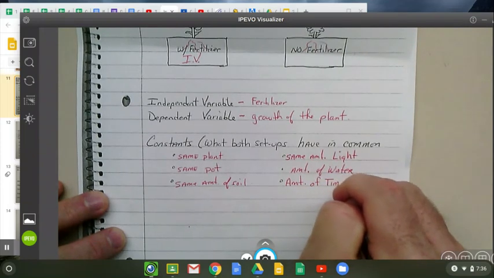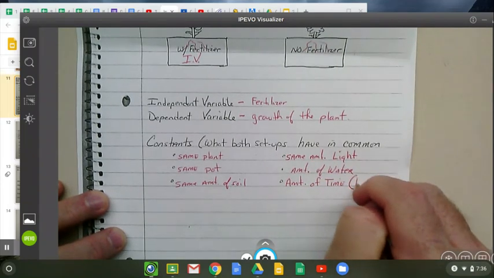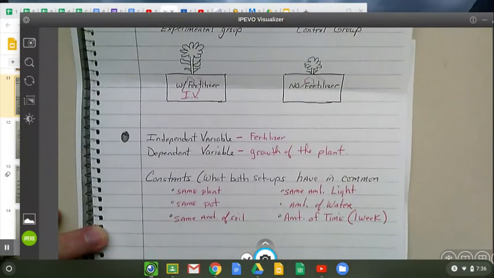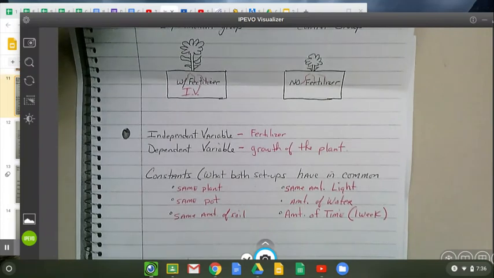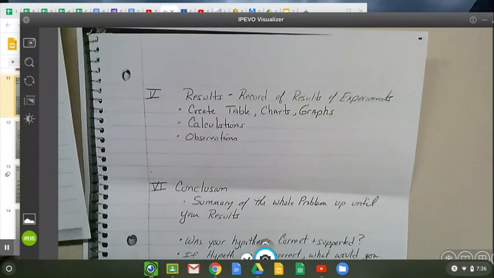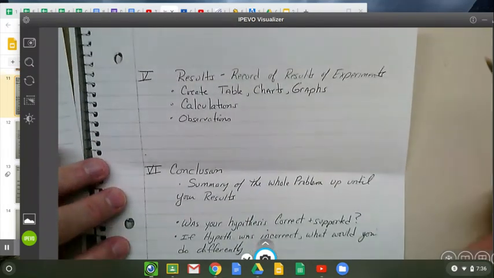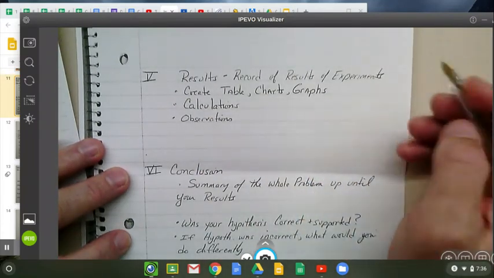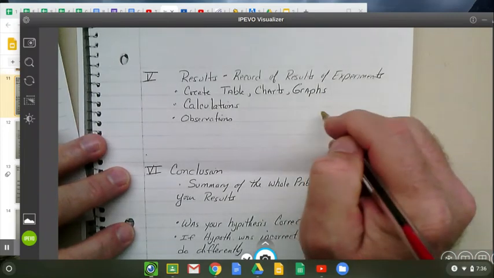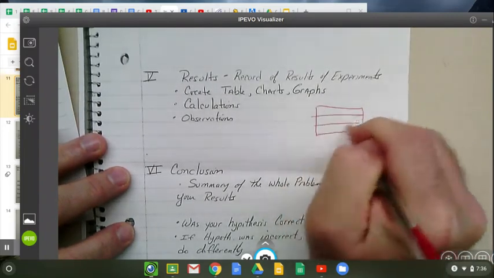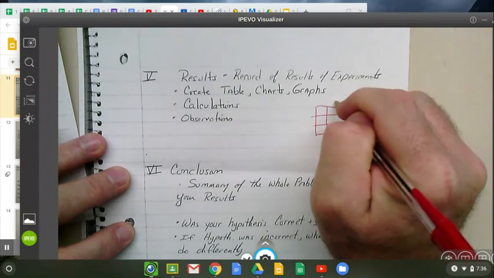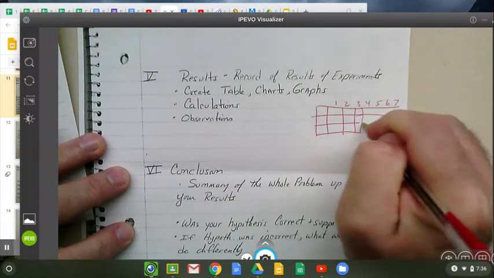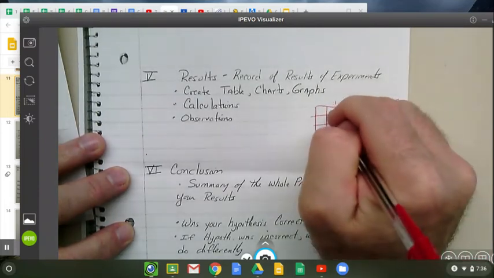So I'm going to leave these plants to grow for 1 week. That's going to be my time frame. So I'm going to let both of these plants grow for 1 week before I record my results. So after 1 week, I can create a table. I can create charts. I can create graphs. I could create a data table with day 1, 2, 3, 4, 5, 6, 7, and then just record the growth in centimeters.